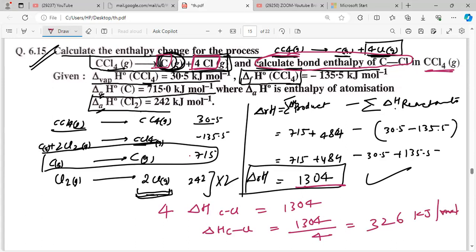Little bit tough, not much more. And bond dissociation is an endothermic process, so the sign will be positive because you are breaking the bond. So energy needs to be supplied. Yes, sir. Check.